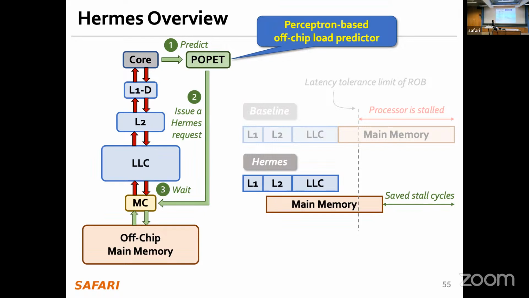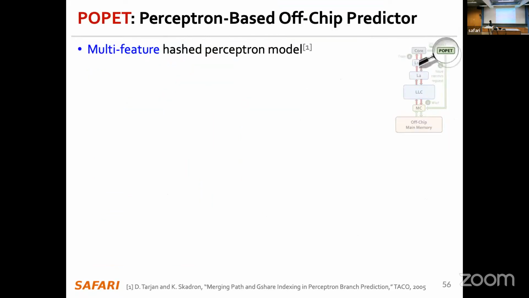Okay. So the predictor gets trained when the request returns back to the core, and then we train this Hermes predictor. The predictor essentially resides inside the core itself. Now let's see how exactly we define and design the Hermes predictor.